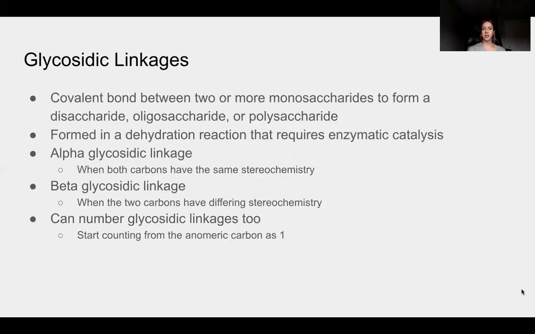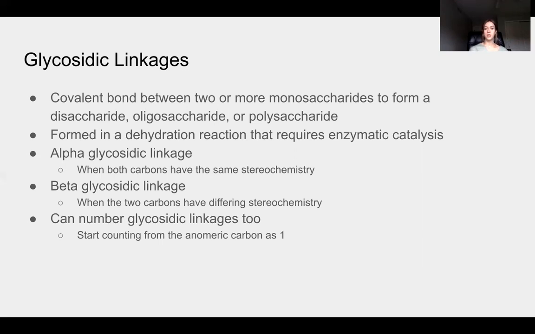So a glycosidic linkage is a covalent bond between two or more monosaccharides to form a disaccharide, which is two monosaccharides. An oligosaccharide is a few monosaccharides, and a polysaccharide is many. These are formed in a dehydration reaction that requires enzymatic catalysis. An alpha glycosidic linkage is when both carbons have the same stereochemistry, and a beta glycosidic linkage is when the two carbons have differing stereochemistry.